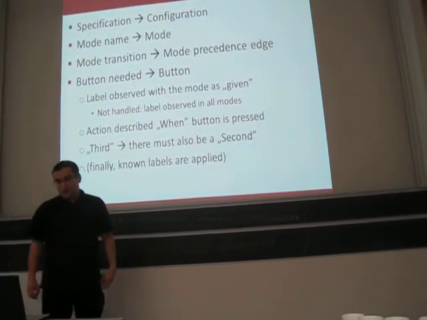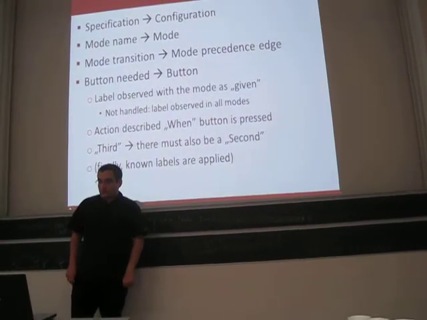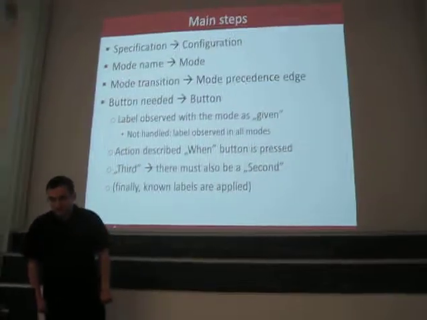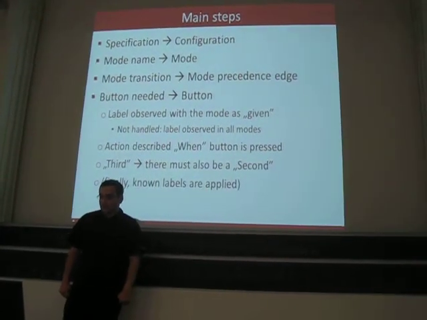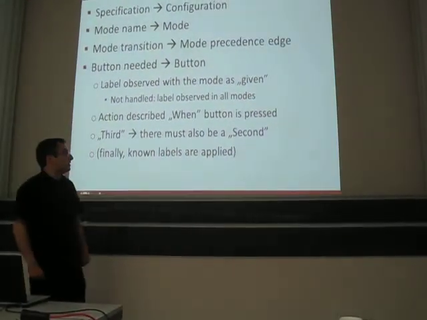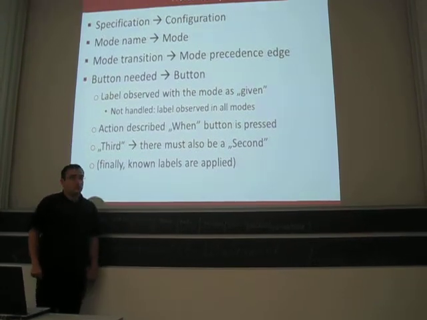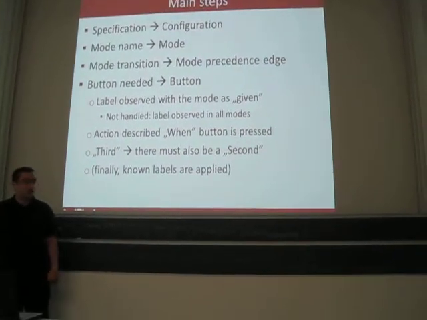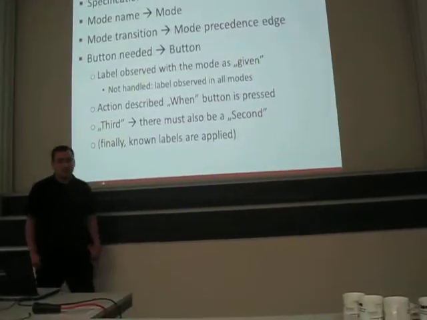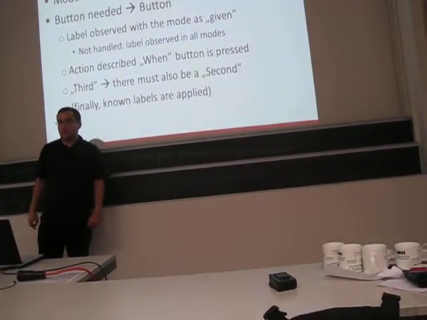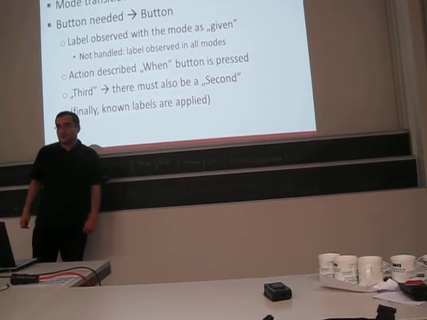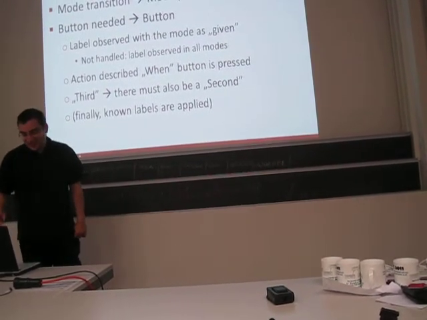Okay, and then the buttons. For some buttons, their label is observed, and the mode is specified as given. For some other buttons, they are observed in all modes with no given clause. I actually didn't handle that one, didn't have the time to handle that one, so this is an incompleteness, but I'm not sure how many other people did this. Nobody? Okay. At least I thought of it.